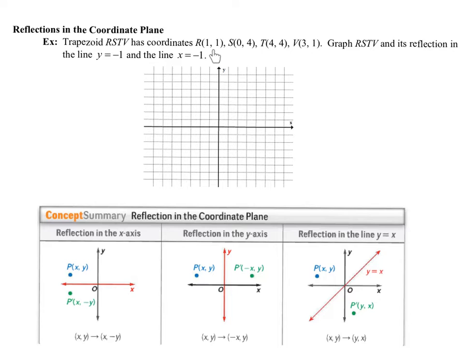So let's start by plotting these 4 points. So we're going to plot point R at (1, 1). That is point R. And then we're going to plot point S at (0, 4).